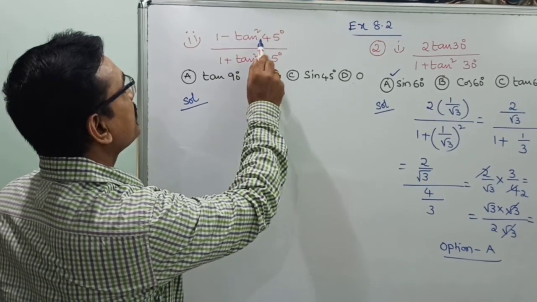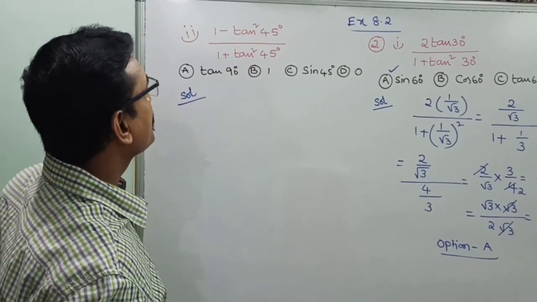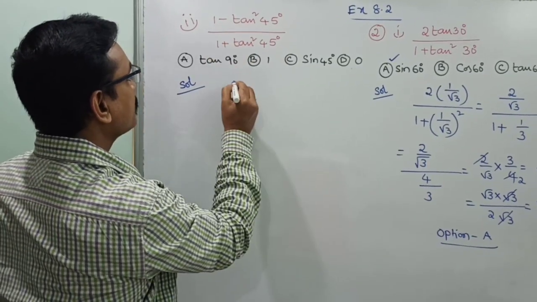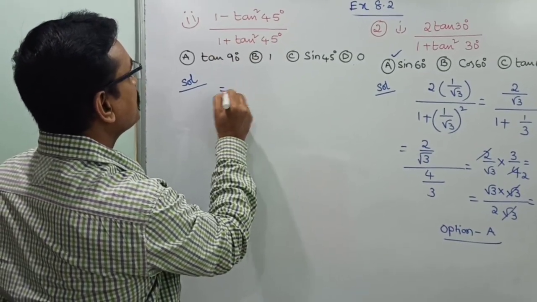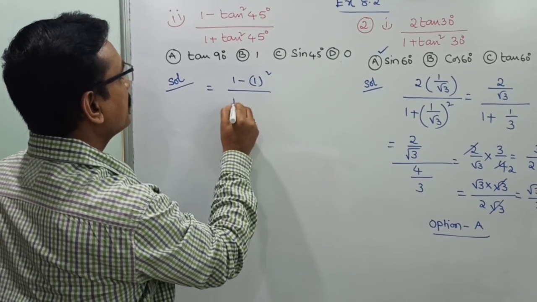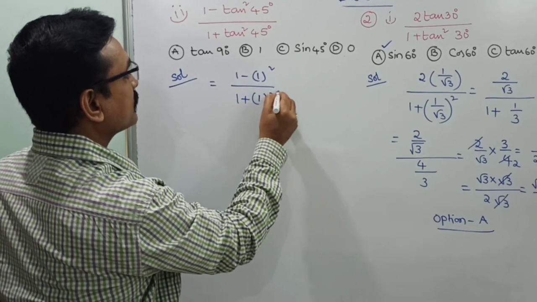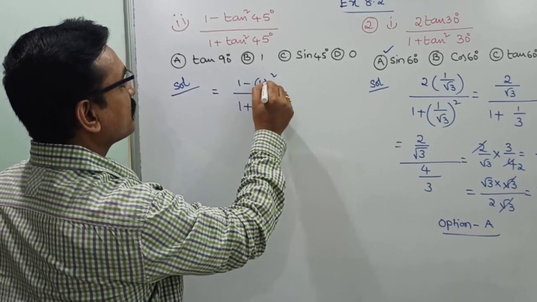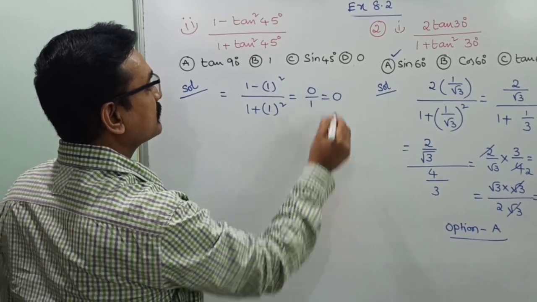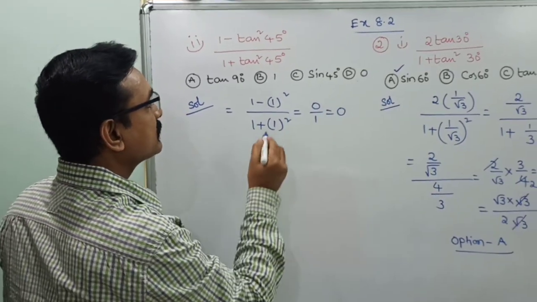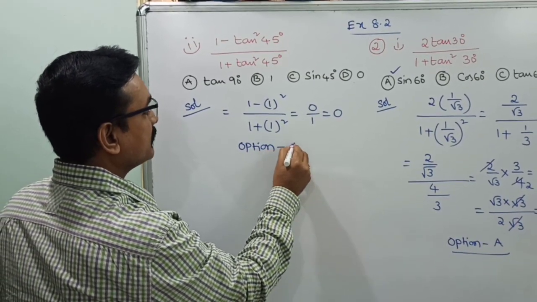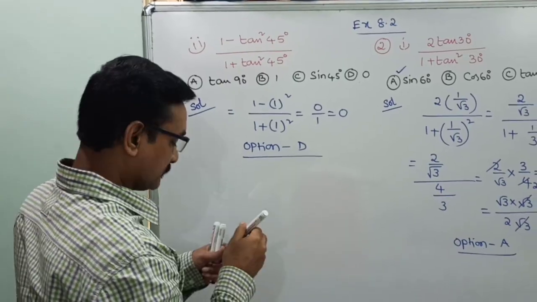1 minus tan square 45 degrees by 1 plus tan square 45. The value of tan 45 is 1. So we can write here 1 minus 1 whole square by 1 plus 1 whole square. 1 minus 1 whole square means 1 only, 1 minus 1 means 0. 0 by anything is 0. So answer is 0. Therefore, answer is option D is the correct answer.